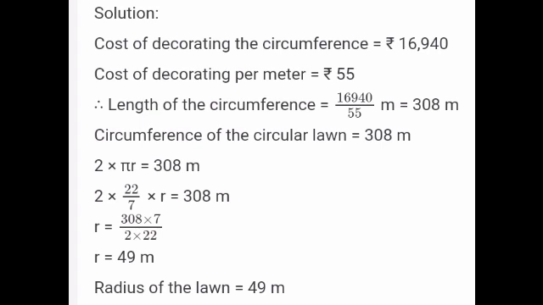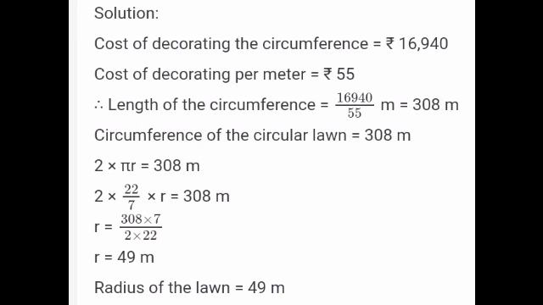Solution. First of all, we write what is given in the question. Cost of decorating the circumference is rupees 16,940. Cost of decorating per meter is rupees 55. Then for the length of the circumference, we have to divide 16,940 by 55. When you cancel these numbers, we get the answer 308 meter. That is the circumference of the lawn.